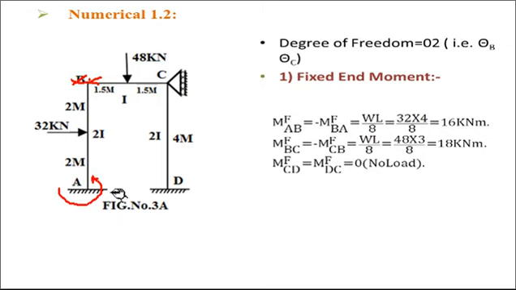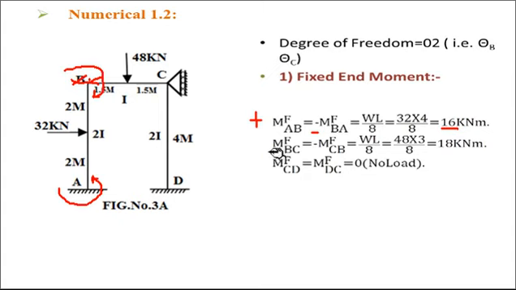So MAB will be anti-clockwise, means you have to treat it as positive, and moment at BA will be clockwise, so you have to take it as minus. So MFAB positive is equal to minus MFBA, because the loading is symmetrical, is equal to WL by 8. W is 32 into span 4 divided by 8 is equal to 16 kilonewton meter.